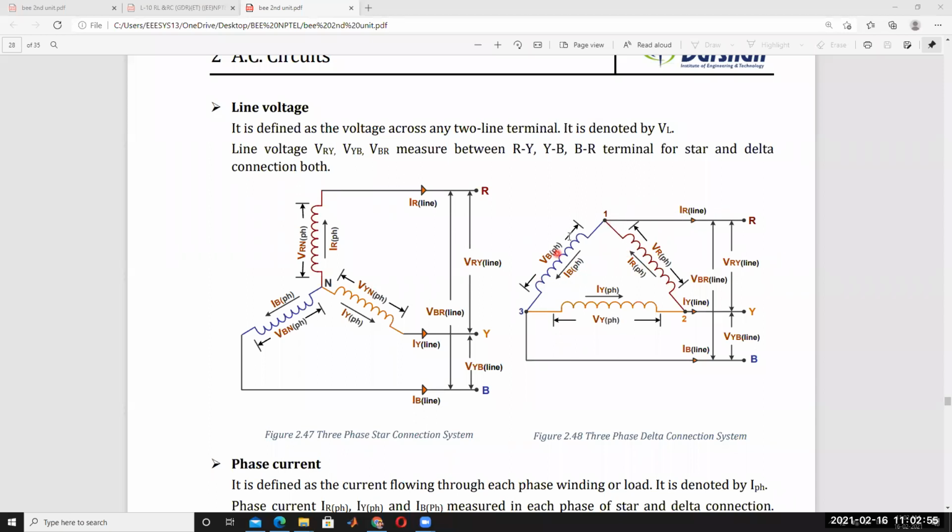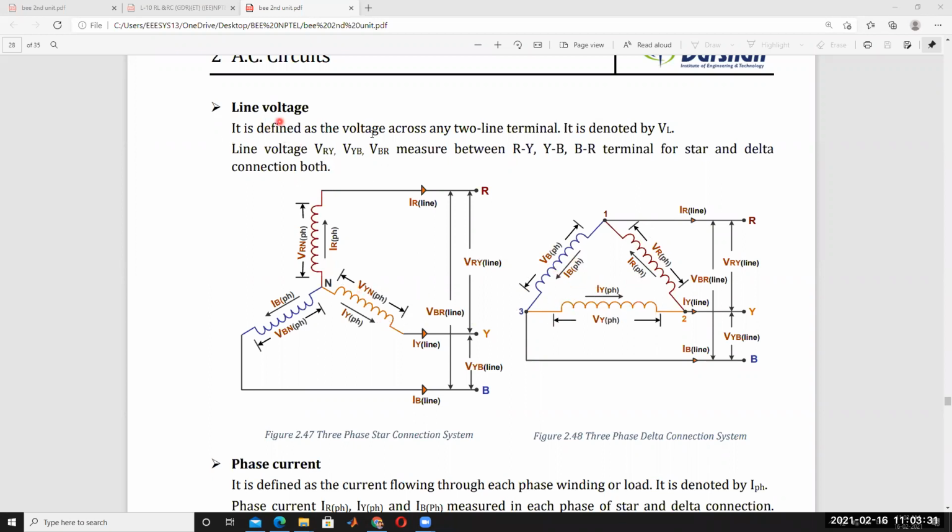Entering current is different and leaving current is different. Here the entering current is like this and the leaving current like this. So IR phase is equal to the IB phase plus the IR line. The IR line current is different, and the phase voltages, phase currents and line currents are different in a delta connected system. Am I right? So that is the difference between the star connected system and the delta connected system. Is it clear? Understood? So that is the difference between phase voltage and line voltage, and phase current and line current, in star connection and delta connection.